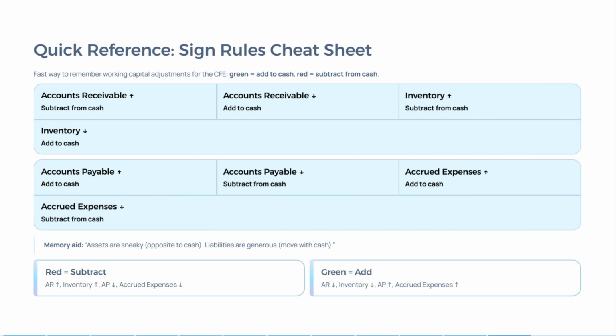I've put together a quick reference sign rules cheat sheet. Feel free to screenshot this for your study notes. It's the fastest way to remember working capital adjustments for the exam.